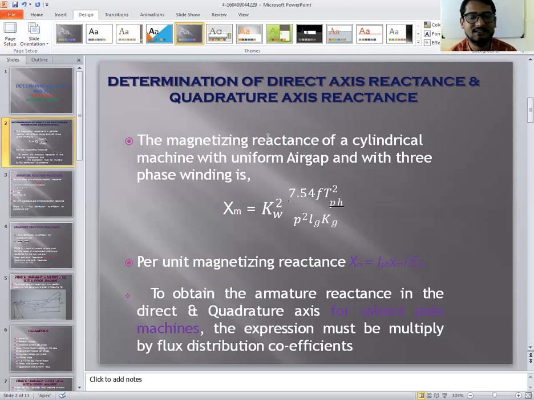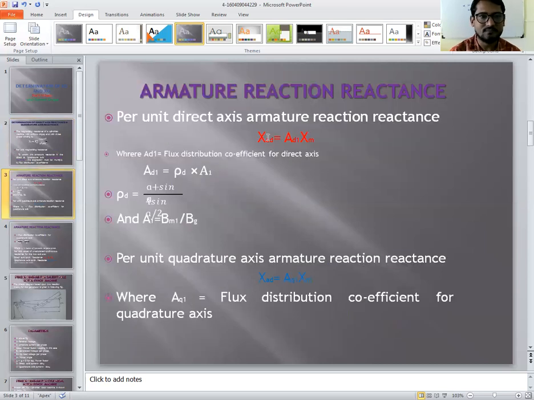Per unit magnetizing reactance, Xm equals IPH Xm upon EPH. To obtain the armature reactance in the direct and quadrature axis for a salient pole machine, the expression must be multiplied by the flux distribution coefficients. Per pole direct axis armature reactance XD equals AD1 Xm, where AD1 is the flux distribution coefficient. For the direct axis, AD1 equals rho D into A1.